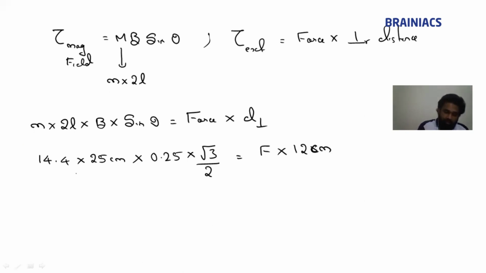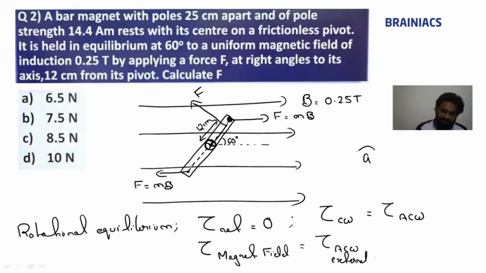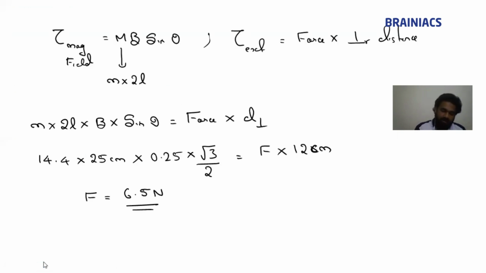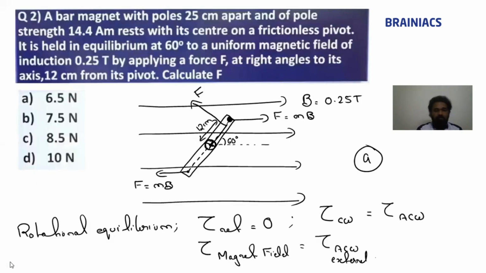So if we simplify this, we will be getting around 6.5 Newton. Everything is available, we only need to simplify this, easily, just by cancelling the values. So somewhere around 6.5 Newton will come. Option A is coming as the correct answer. Please copy this, note it down.